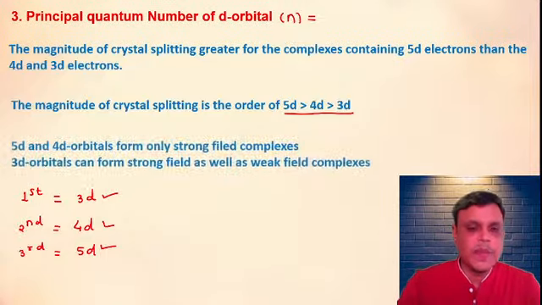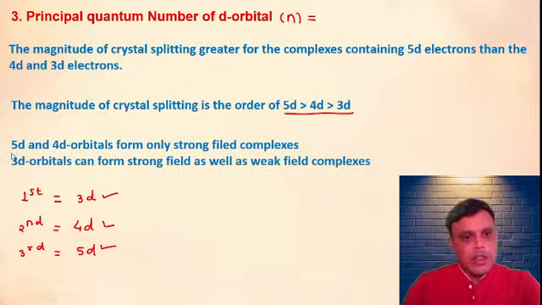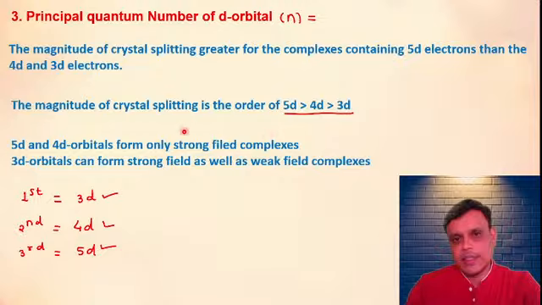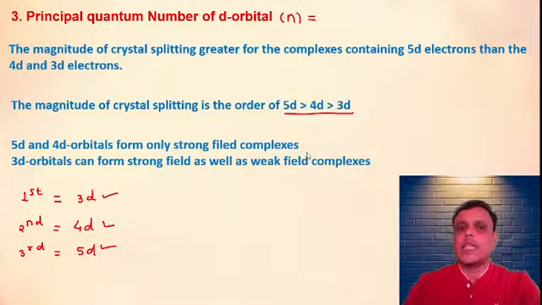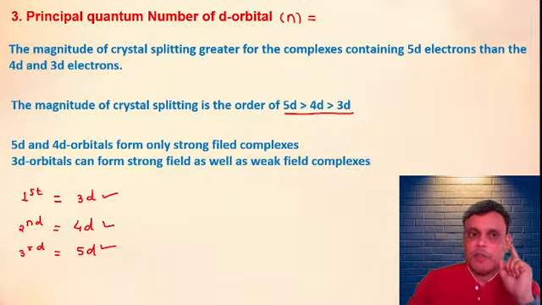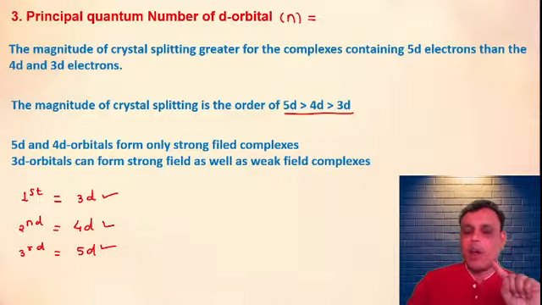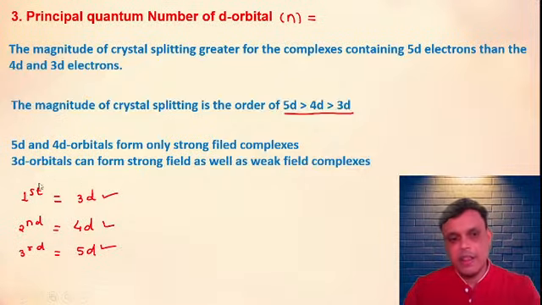Then the next point. Now here, 5d and 4d orbitals form only strong field complexes. What is the meaning of this? These first and second points we saw, the meaning is below. 5d and 4d orbitals form only strong field complexes. Now please remember, when you have metals from the 5d and 4d series, then you have to show the splitting for strong field complexes only. And if it is from the 3d orbital, that means the first row, it can form strong field as well as weak field complexes.